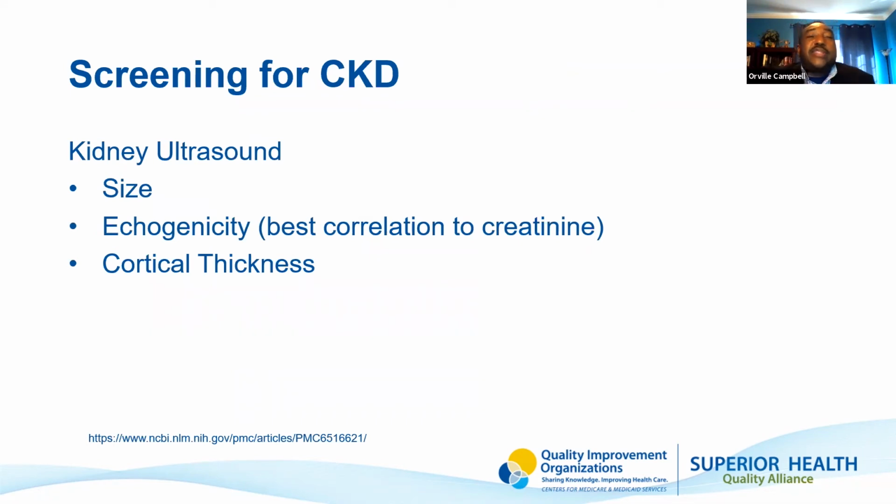Screening for CKD continued. Kidney ultrasound, assessing for size, the cortical thickness, which is the outer rim of the kidneys and gives you a good indication of kidney health, and the echogenicity, which is the best correlation to creatinine. It is that fuzzy white appearance of the kidney that indicates disease and or scarring. Next slide.